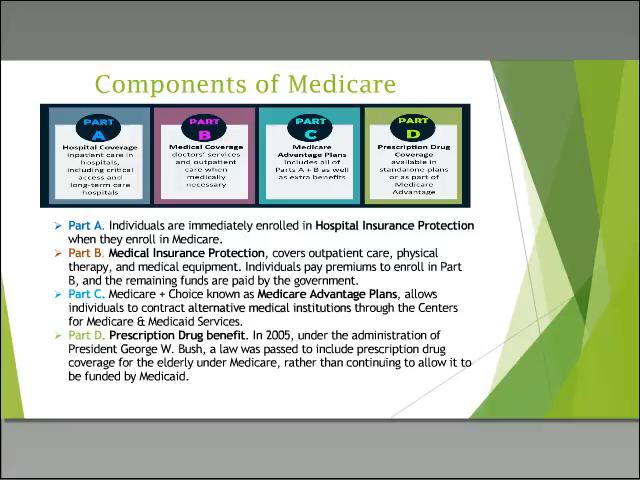Part B, medical insurance protection, covers medical care not included in hospital insurance protection, such as outpatient care, physical therapy, and medical equipment. Individuals pay premiums to enroll in Part B, and the remaining funds are paid by the government. Part C is also called Medicare Plus Choice, known as Medicare Advantage plans. This allows individuals to contract alternative medical institutions through the Centers for Medicare and Medicaid Services. For example, they have Humana Medicare Advantage, or Blue Cross Blue Shield Advantage, stuff like that.